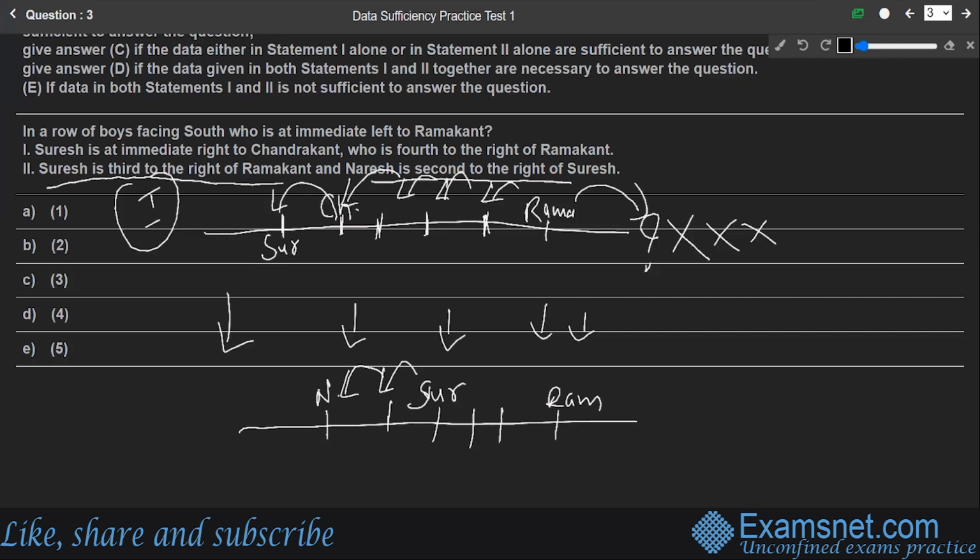Now can the question be answered? In the question they are asking who is immediate left of Ramakant. So clearly the left side of Ramakant is still not explored in any of the statements given. Even if we combine the statements, we cannot answer because there is no information provided about the left side of Ramakant. So even both statements are not sufficient to answer the question. In this case we hit the option called E. E is available as option 5, so that is the right answer, option 5.